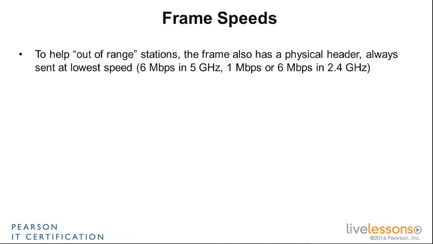This part is sent at whatever modulation you are choosing and whatever speed you're choosing. So in my example, that would be sent at 256 megabit per second. But before that section, before that MAC header, there is what we call the physical header. And the physical header's job is to inform the receiver that there is a frame coming.